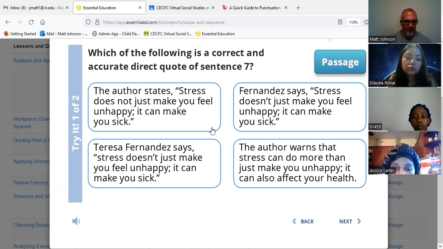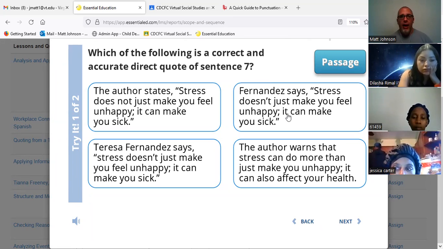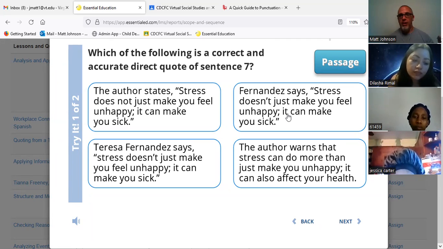It's B, right? So Fernandez says stress, and as far as it's really nitpicky, but she actually uses a contraction. So we're going to make sure that we say stress doesn't just make you feel unhappy, it can make you sick. And that's one of the main differences there, right? It wouldn't matter, you could say the author states when you're introducing it, but what we're really looking for here is the fact that she uses a contraction.